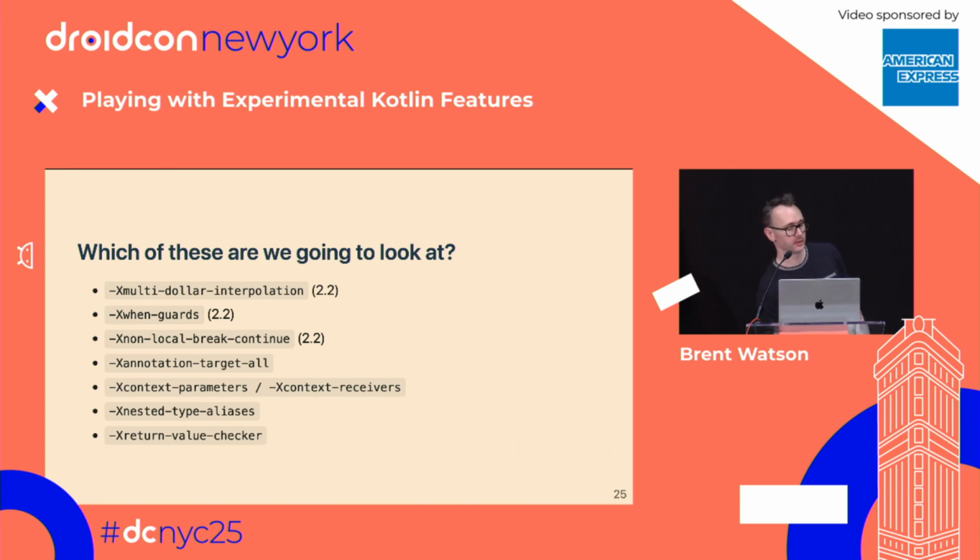I mentioned the top three are now enabled by default in Kotlin 2.2. So if you're using 2.1, you still have to add these -X parameters to be able to use them. But they're definitely the safest to use because you know that once you update to 2.2, they're there for you to use without these arguments.